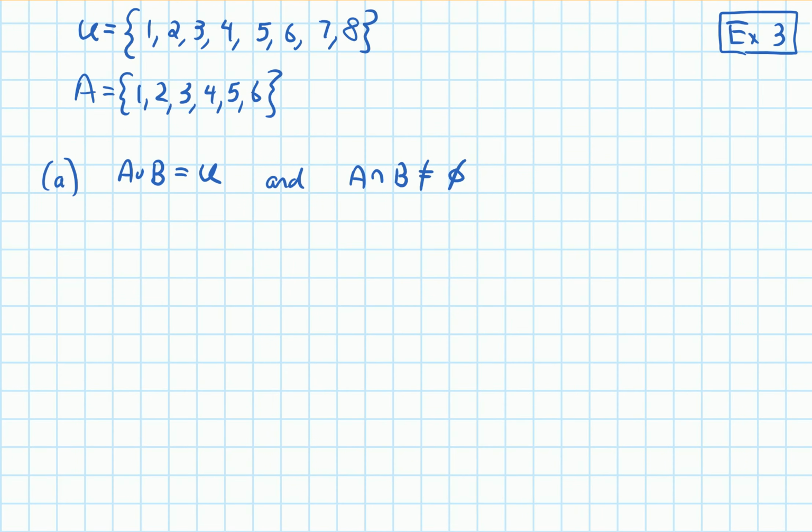So part A of this example says that A union with some set B needs to be U, the universal set, and A intersected with B should not be the empty set. So I want to begin by giving you the opportunity to try this question. Pause the video for 2 minutes.